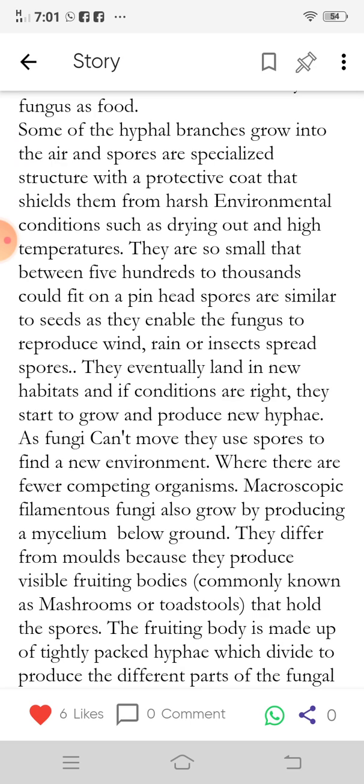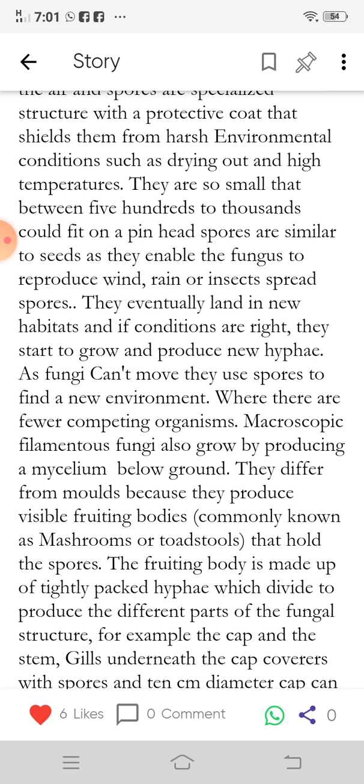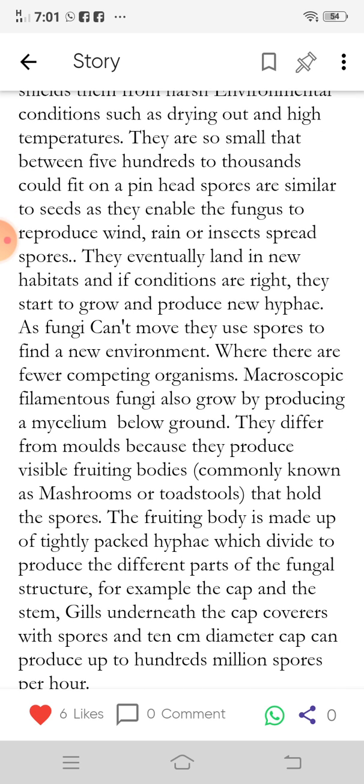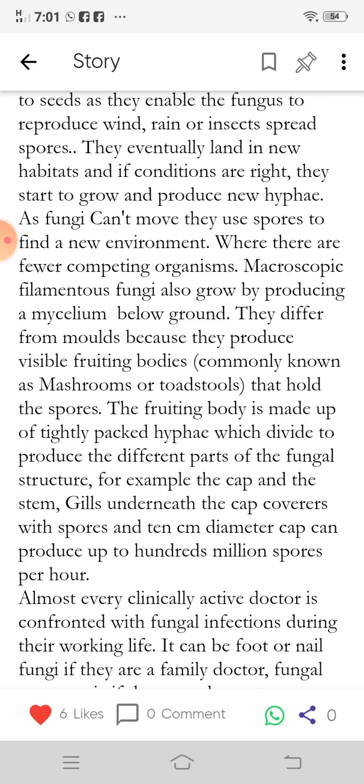Macroscopic filamentous fungi also grow by producing mycelium below ground. They differ from molds because they produce visible fruiting bodies, commonly known as mushrooms or toadstools. They hold the spores. The fruiting body is made up of tightly packed hyphae which divide to produce defined parts of the fungal structure, for example, the cap and the stem. Gills underneath the cap are covered with spores, and a 10 cm diameter cap can produce up to 100 million spores per hour.